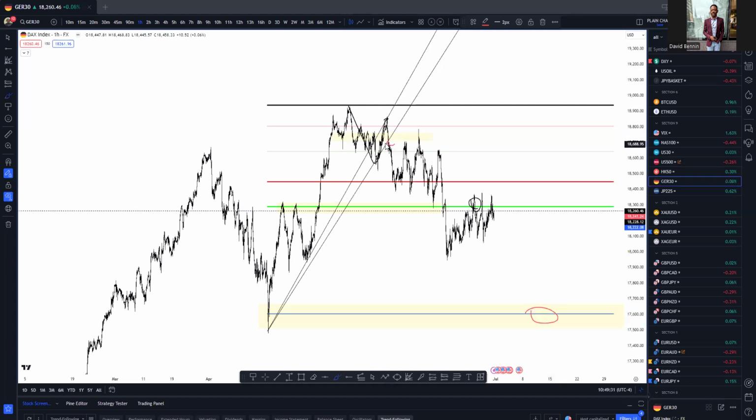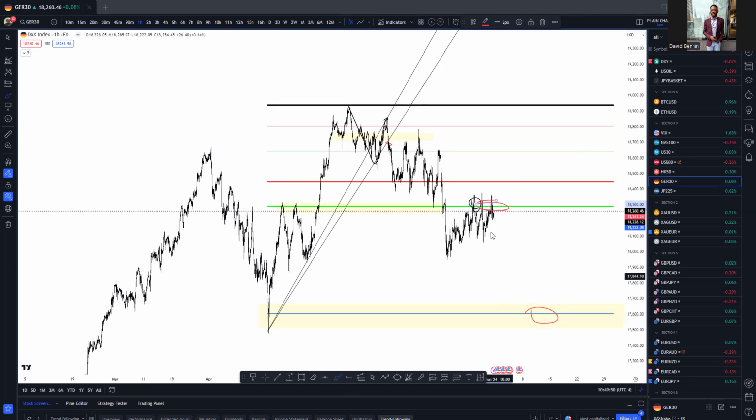This trade was around here. Price pulled back, retested, and this is also another opportunity. So this is a combination of the speed resistance fan and then the Fibonacci extension. So that's what I used here. But yes, this is still bearish.